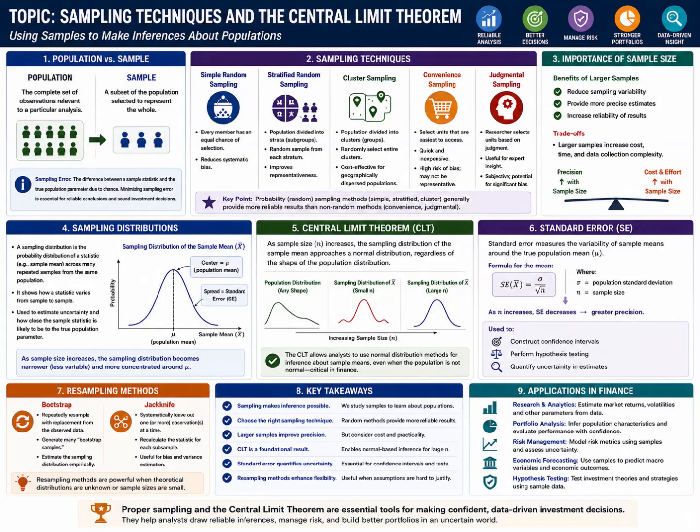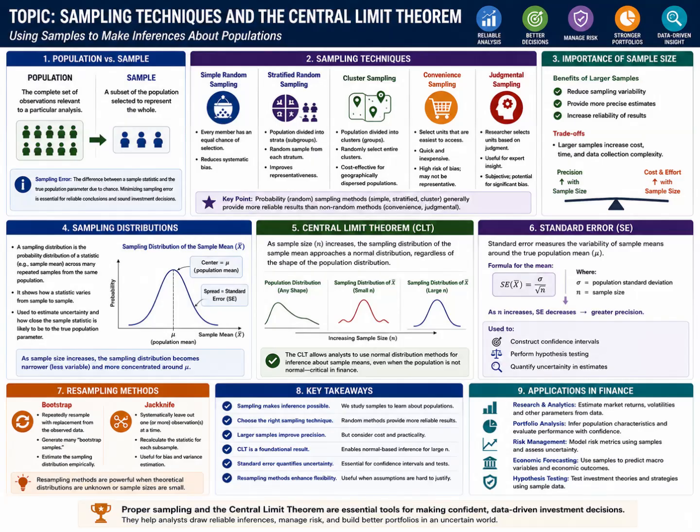The topic explains that sampling distributions describe the probability distribution of a statistic, such as the sample mean, across repeated samples from the same population. Analysts use sampling distributions to estimate uncertainty and evaluate how closely sample results are likely to approximate true population parameters. Understanding sampling variability is essential for interpreting financial research findings and conducting accurate quantitative analysis.